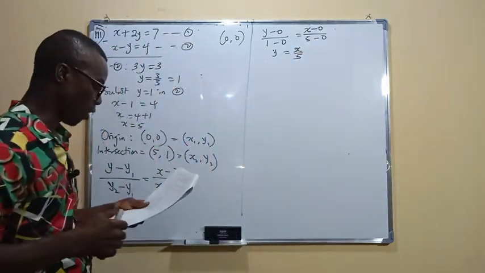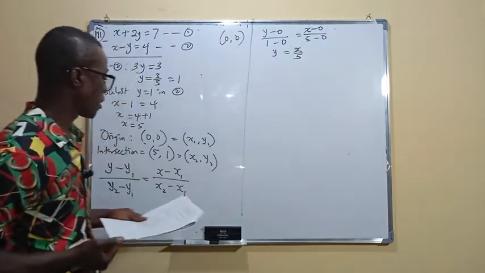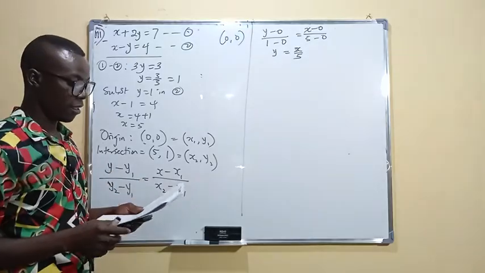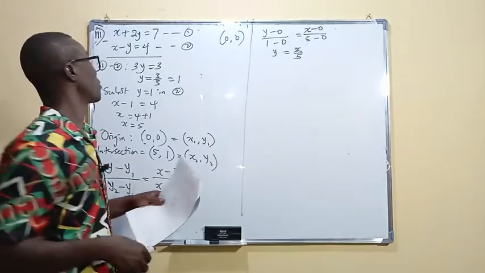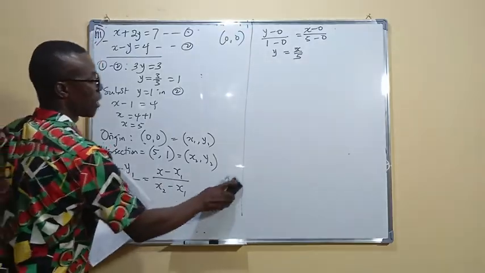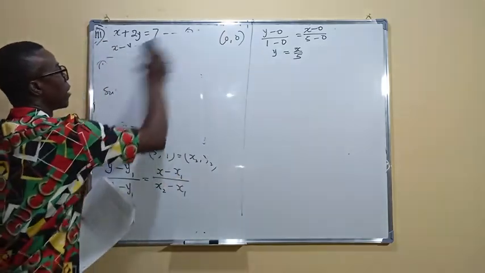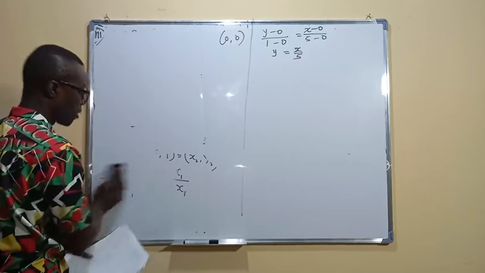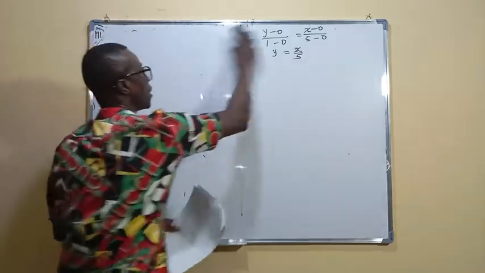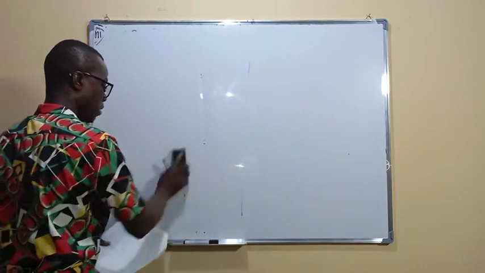And that is the equation of the line that passes through the origin and the point of intersection. Quite a simple question, right? Yes. So we are going to go into the next part. That's the B part of question 11.